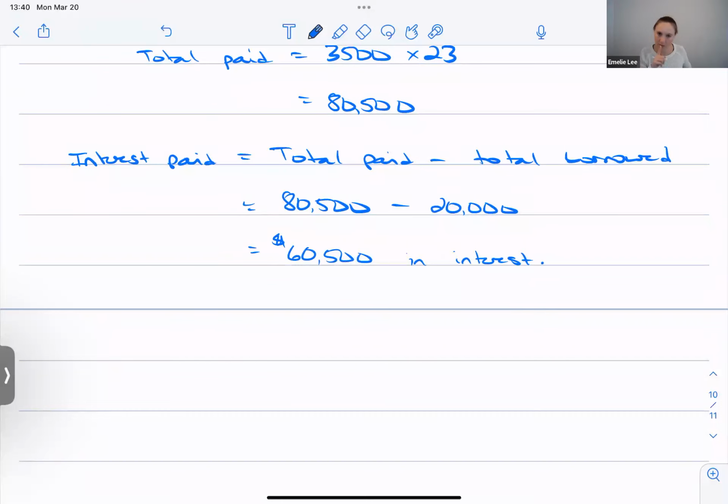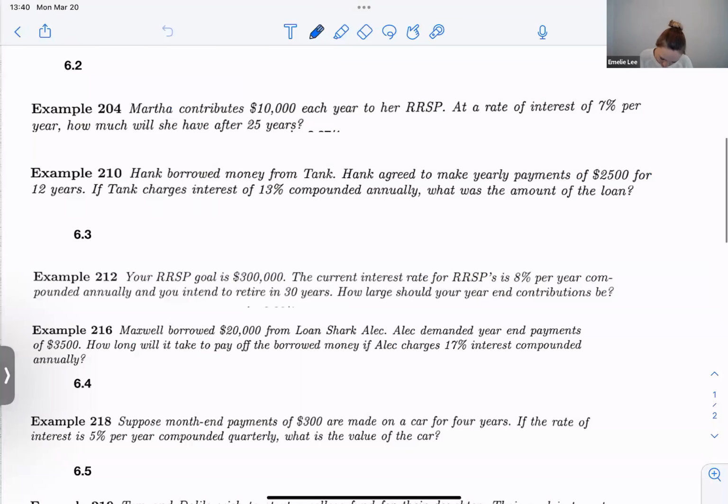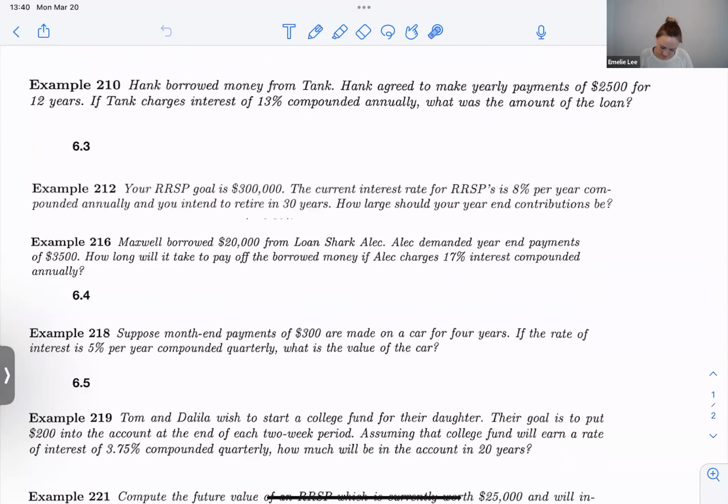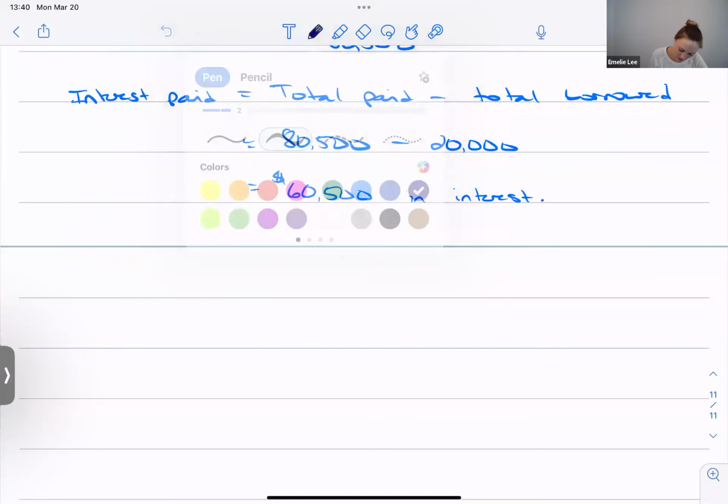I think we'll leave it there. Or maybe let me see the examples. You know what? Let's do this example, okay? Just because we can. We've got the tools, why not?